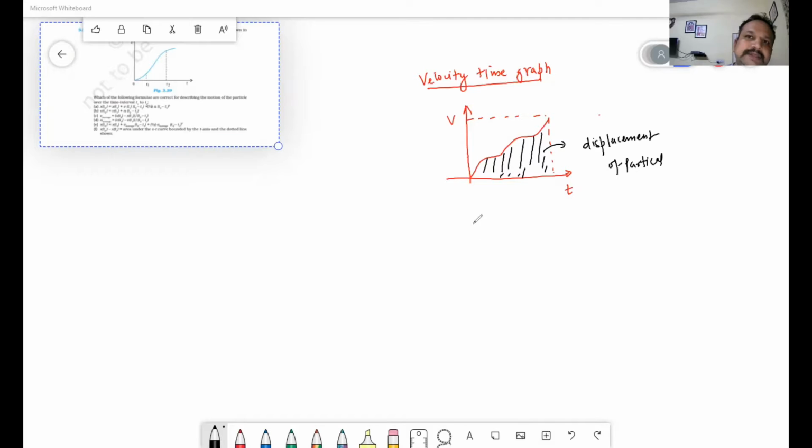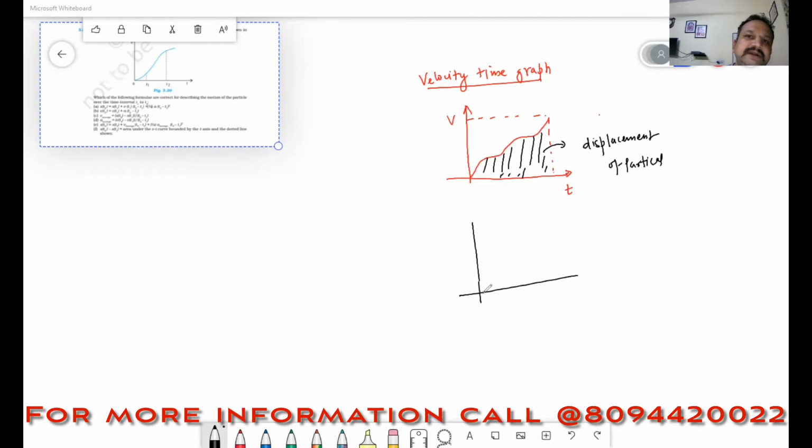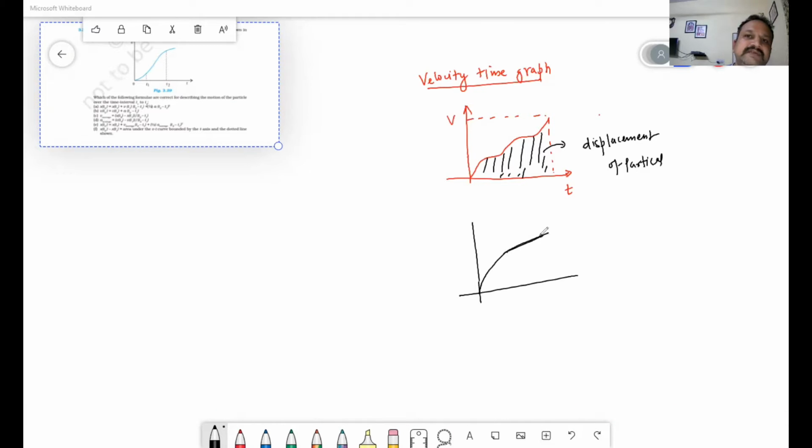And the second thing, if I have the velocity time graph like this way, then at a particular point, suppose at this point P and at this point Q, if I draw the tangent at point P and at point Q, then the slope of this tangent: this is theta 1 made by line number 1, and line number 2 is making angle theta 2.